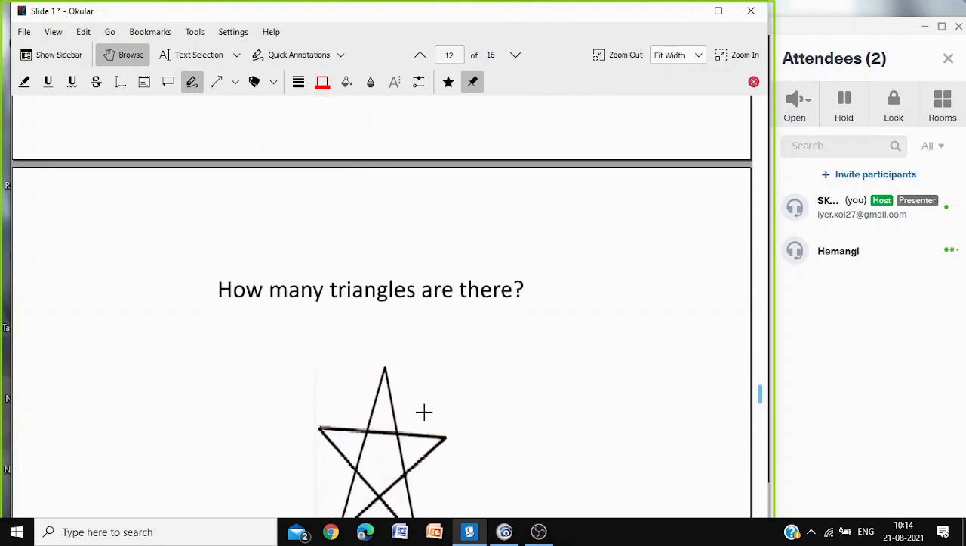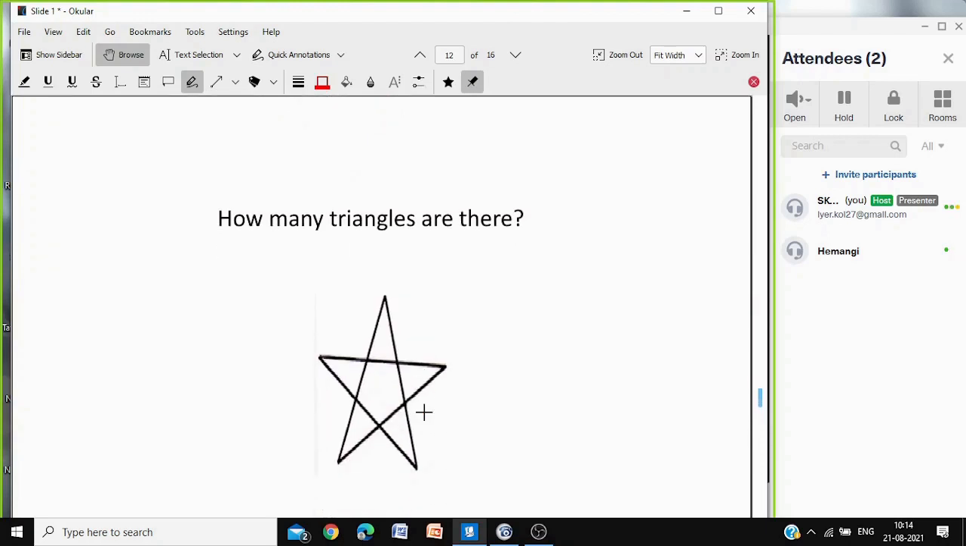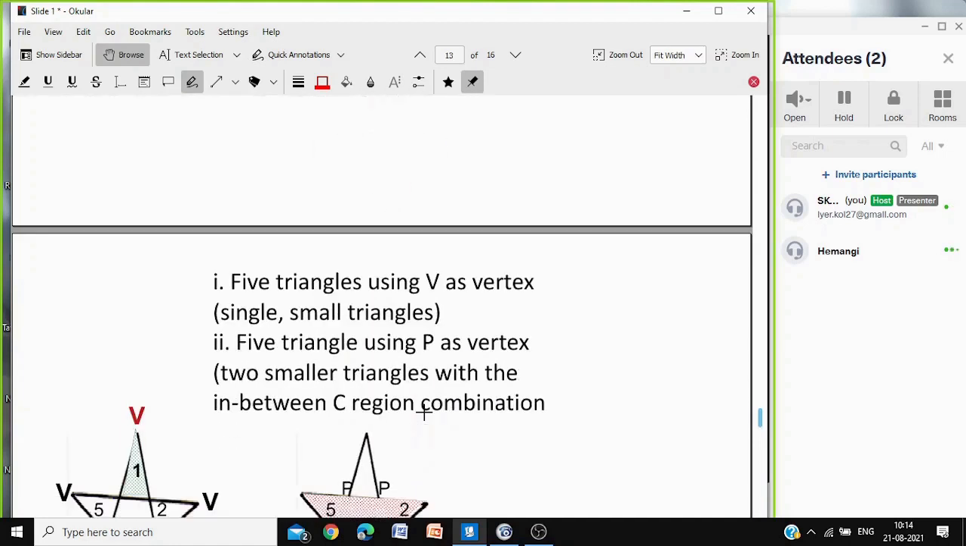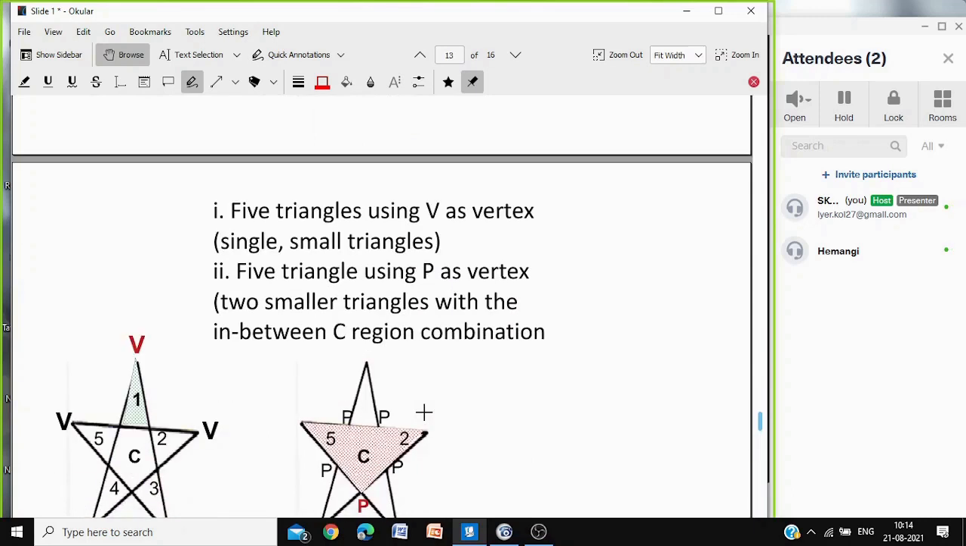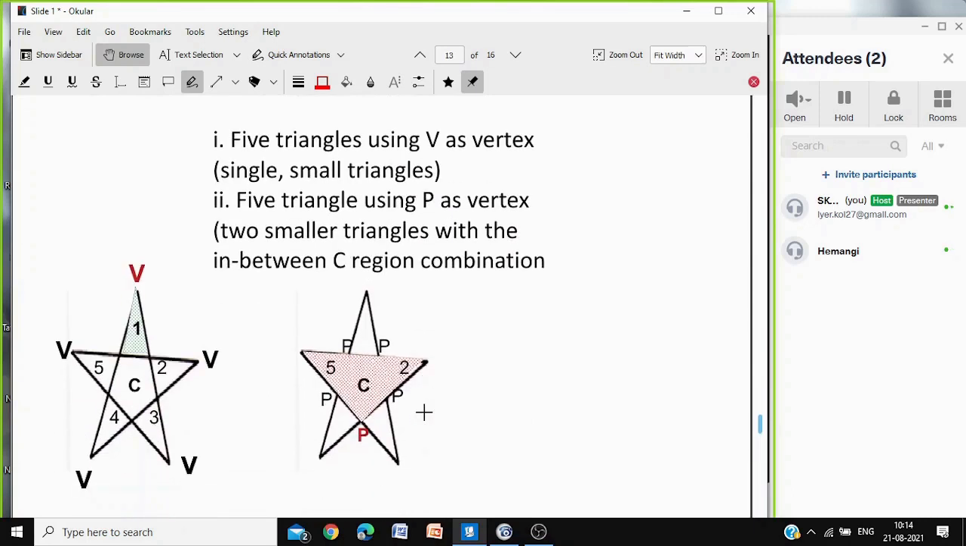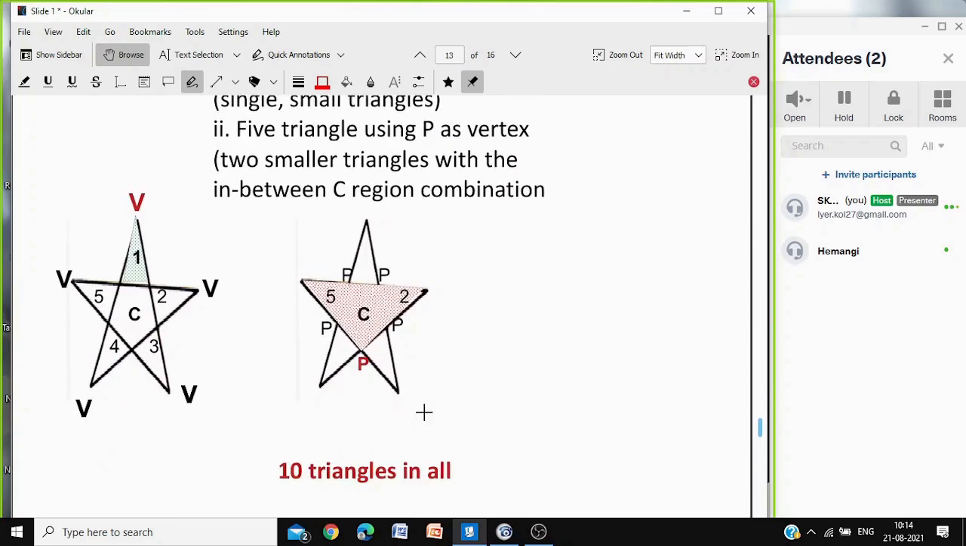Now let us see how many triangles are here. Now count. How many triangles are here? Let us see how to count. Yeah, tell me. 6 triangles. 6 triangles. Let us see. You will get actually much more. You will get, see, you will get 10 triangles.